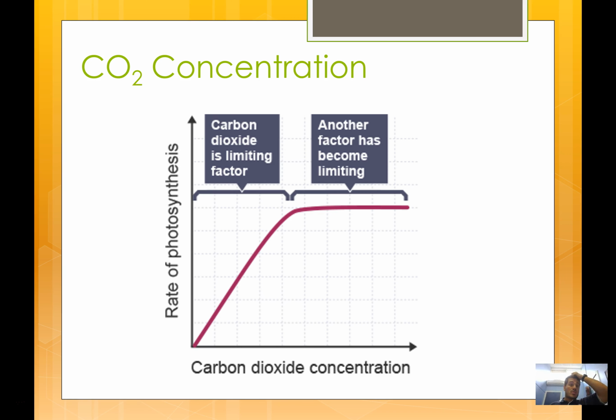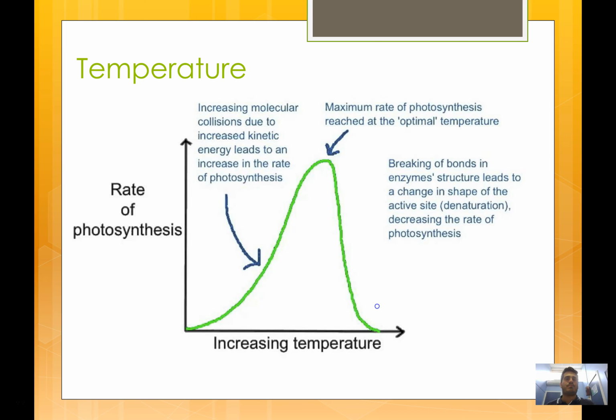Carbon dioxide concentration works much the same. As we increase the amount of carbon dioxide, as we go up this slope here, we are going to increase the rate of photosynthesis. There's more carbon dioxide available to make glucose. Make sense? But we're going to get to a certain point where another factor has become limiting. In this example, it could be light intensity, for example. So much the same.